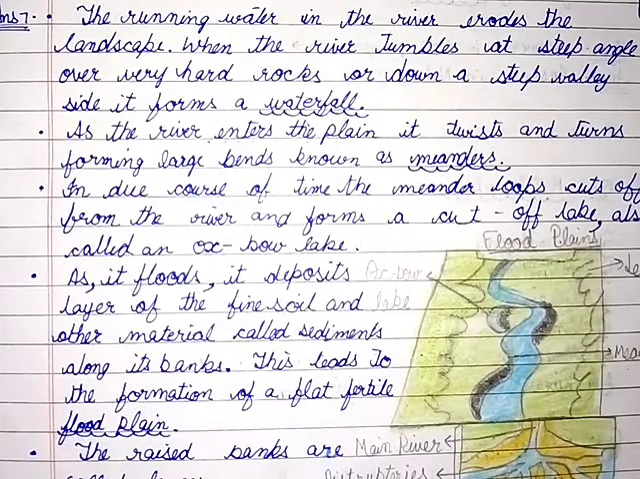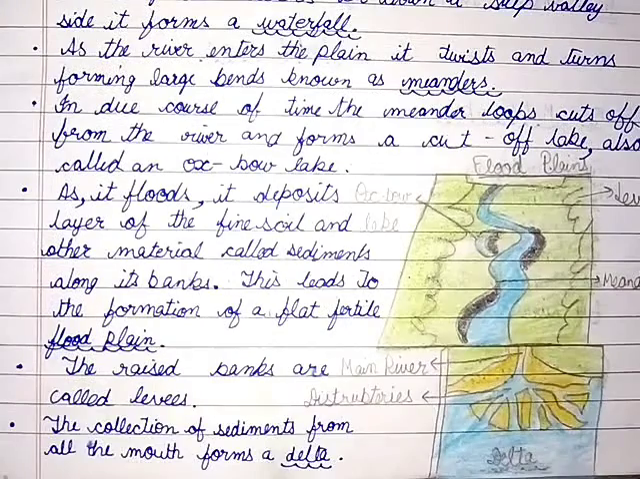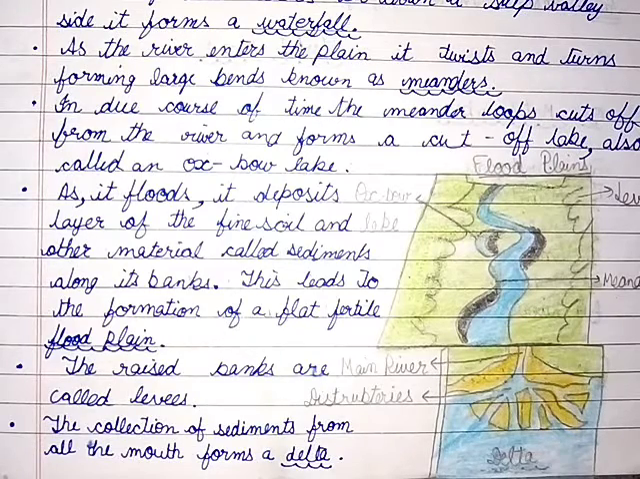As it floods, it deposits a layer of fine soil and other material called sediments along its banks. This leads to the formation of a flat, fertile floodplain. The raised banks are called levees. The collection of sediments at the mouth forms a delta.